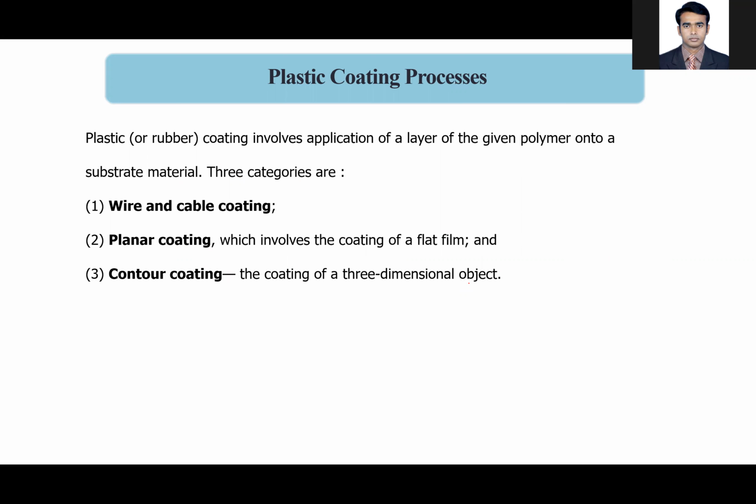Okay, the next is the plastic coating processes. The first one is the wire or cable coating. We have already studied this one in the previous lecture. And the second and third ones we're going to study. The second one is the coating of flat film. If we have a film and we need to coat it with some other materials, then we can do it. We can use this to coat the plastics. And another one is contour coating, for a three-dimensional object.